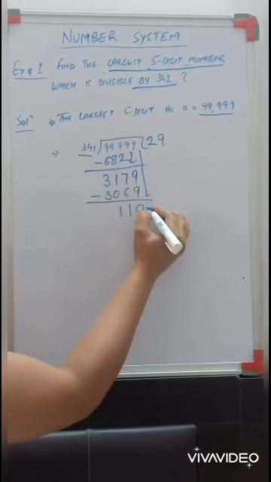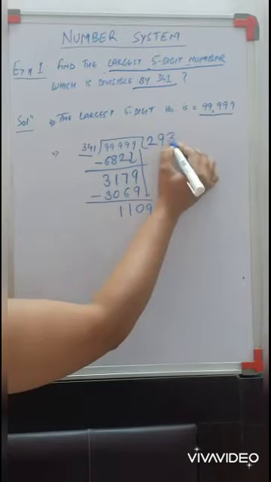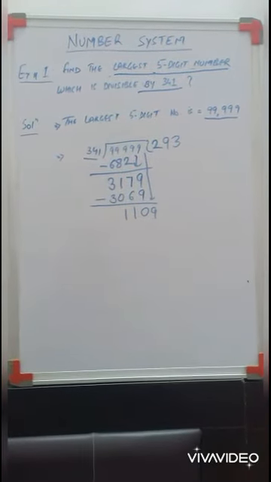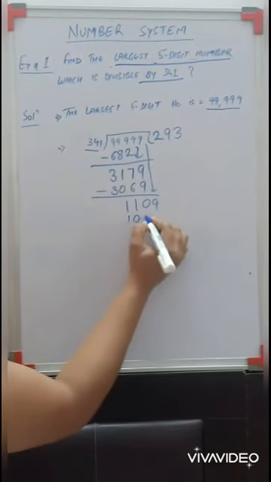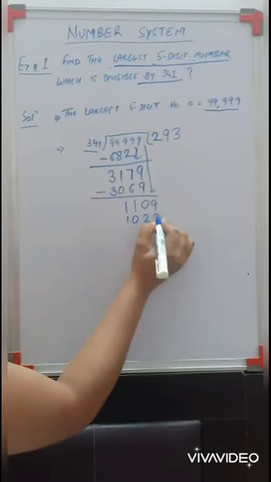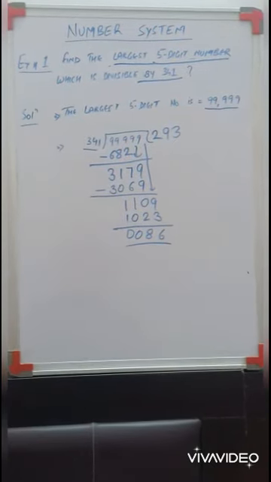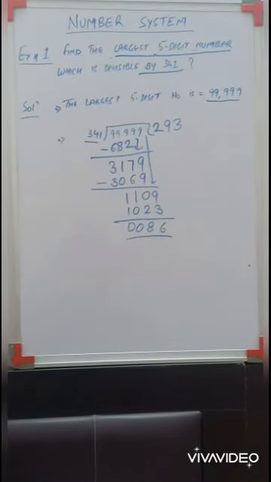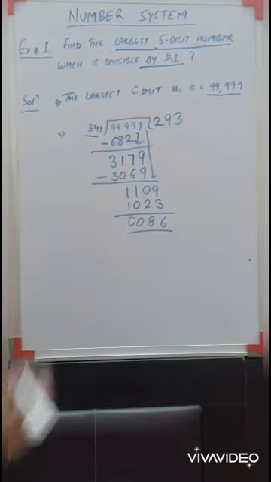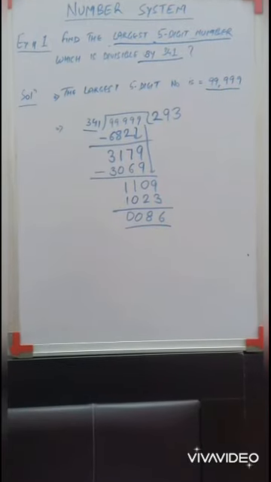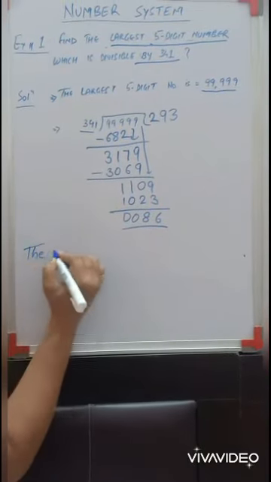What is remaining? The 9. Then it is 3 times 341, which becomes 1023, and the remainder is 9 minus 3 is 6, 10 minus 2 is 8, so 86. So when we divide the largest 5-digit number by 341, we get a remainder of 86.